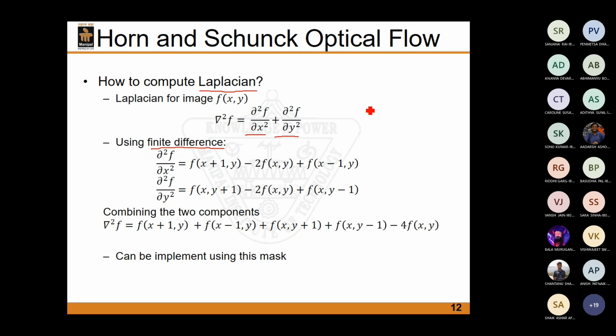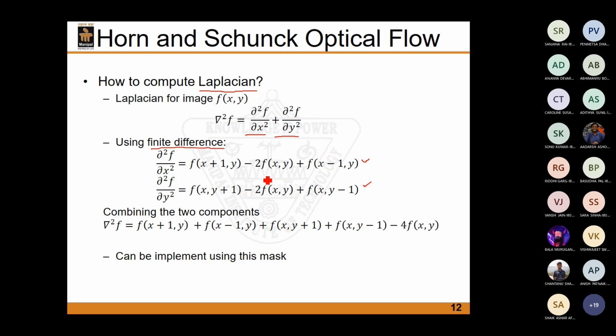then I can write del square f by dou x squared in terms of f of x plus 1, y minus 2 f of x, y plus f of x minus 1, y. Now these two equations, we have already seen in one of the first few lectures which we have taken. You can go back and refer to that.